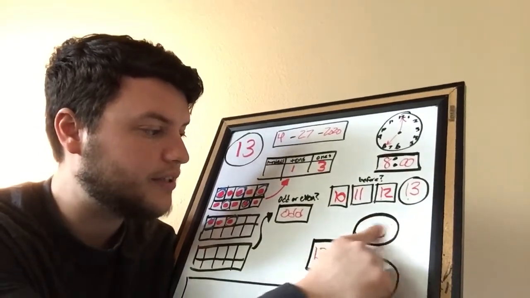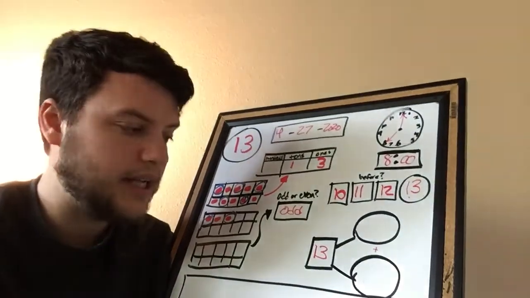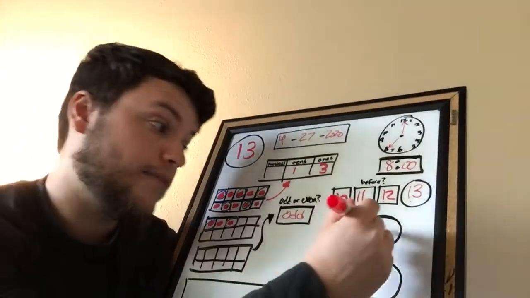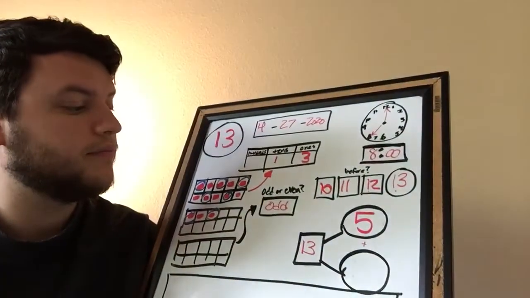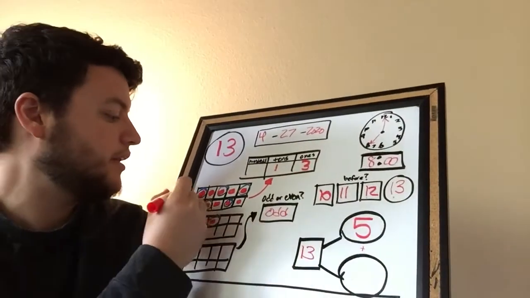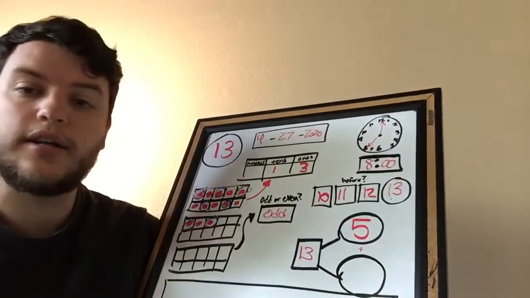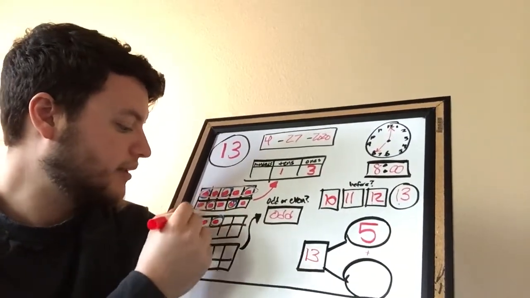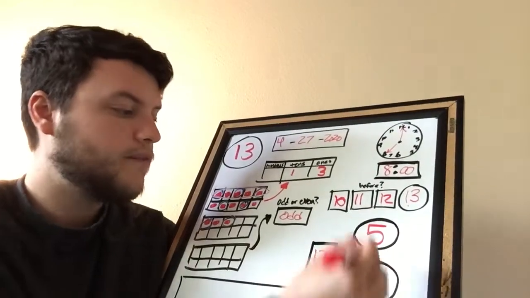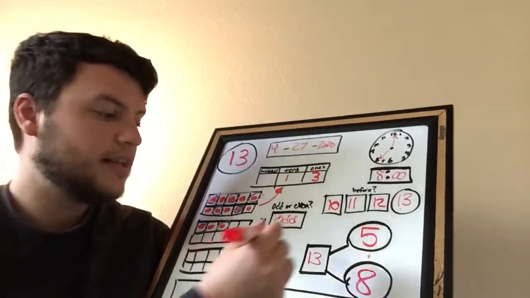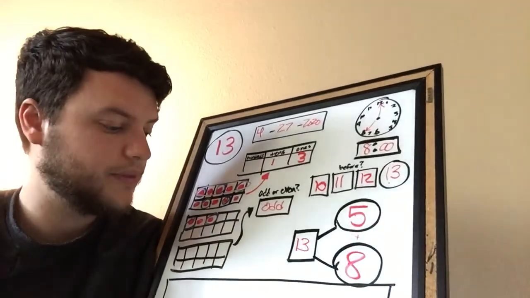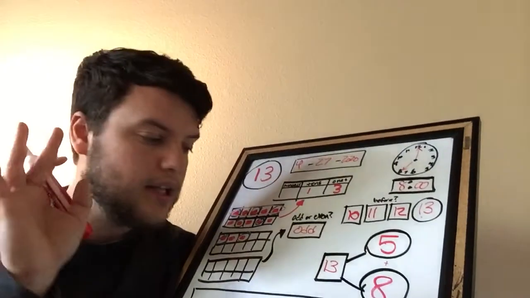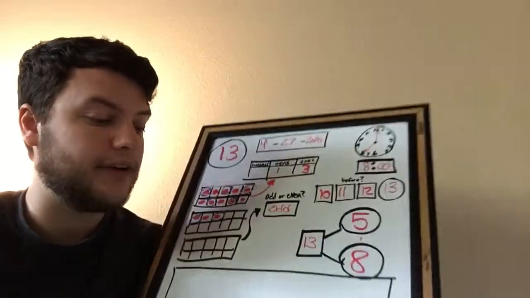I could do a different combination. Maybe we'll start with 5. How many more to get to 13? Well, if here's 5 on this top row, let's count up how many more. 1, 2, 3, 4, 5, 6, 7, 8. Well, that would mean 5 plus 8 is 13. That's another number bond. You can do this all day with so many different combinations. Definitely practice that. Lots of fun.